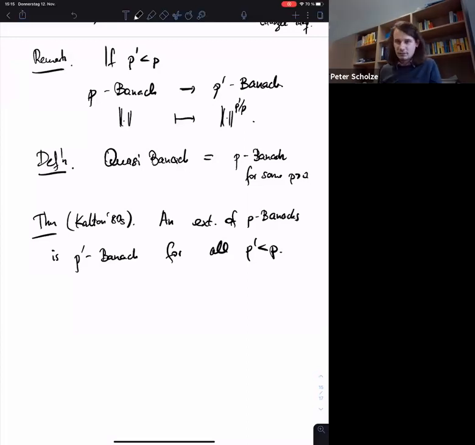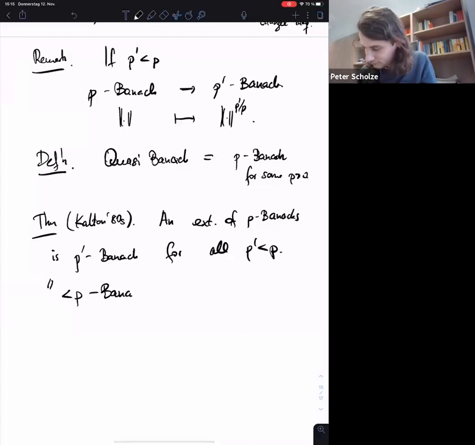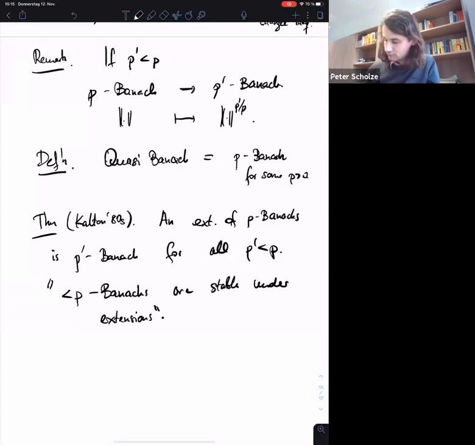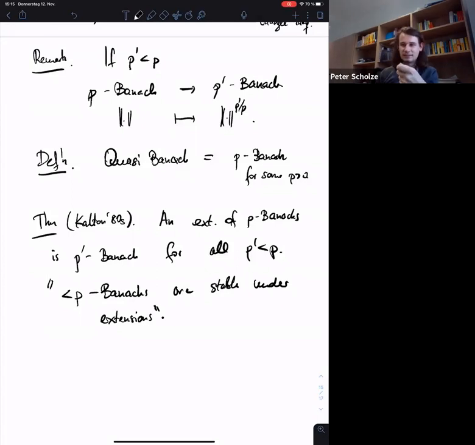And so if you don't insist that it's p-Banach for a specific p, but only that it's less than p-Banach, then this is something that's stable under extension. In particular, you can replace local convexity by less than one Banachs. I mean, those that are p-Banach for all p strictly less than one, that's okay. But asking that they're Banachs, that's not okay.